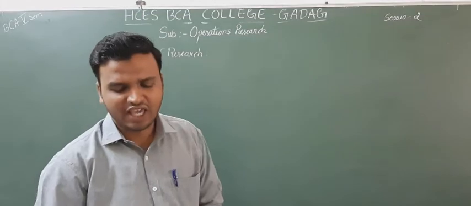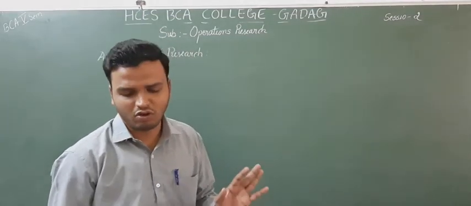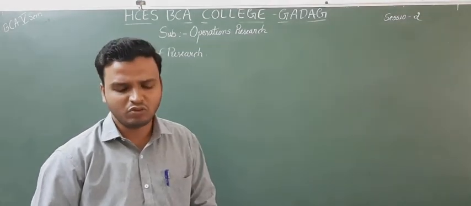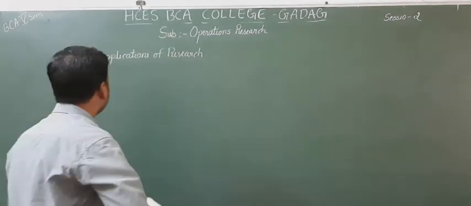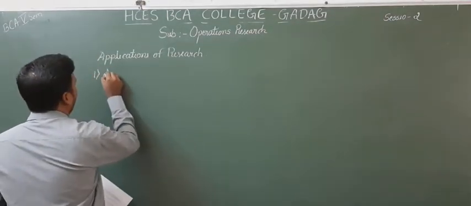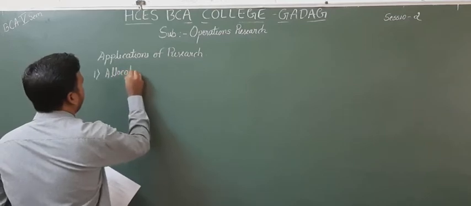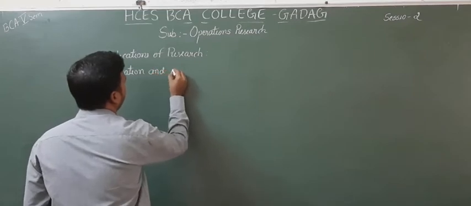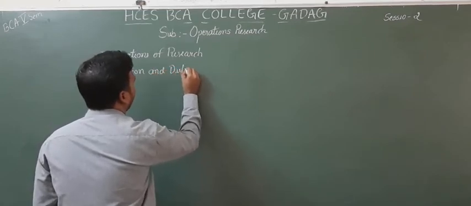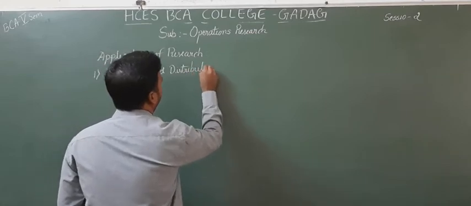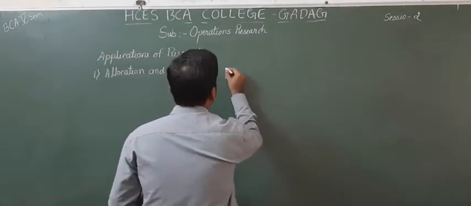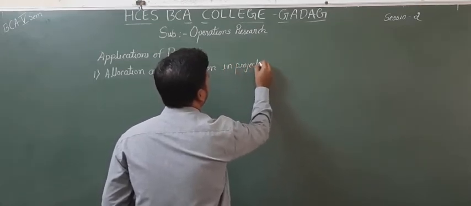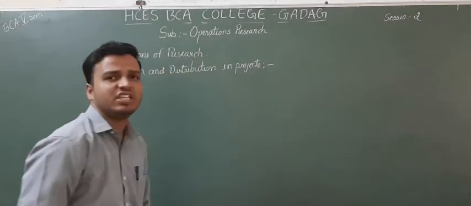There are several areas where these operation research techniques are successfully applied. So what are those areas? The first one is allocation and distribution in projects. This is the first area or field where operation research is applied.